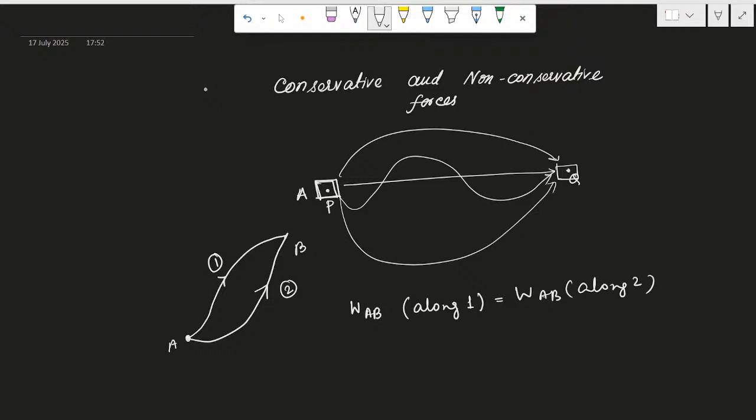So what is a conservative force? When you apply a force to displace a particle from one point to another point, the work done by the force doesn't depend on which path the particle follows. That means if n number of paths are there, n number of work done values will be there, but all of them are the same. Clear?